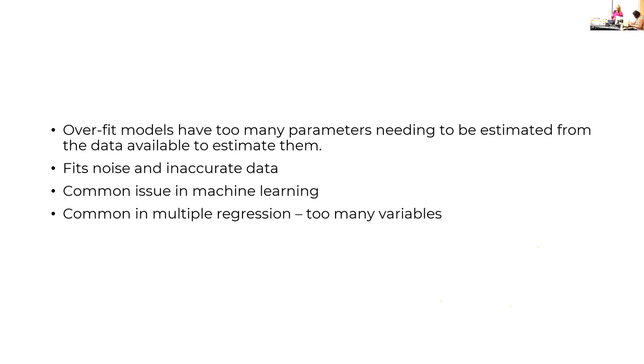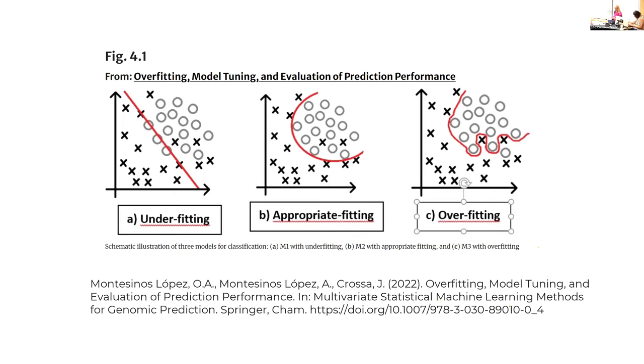It also can come up in multiple regression, which is something that commonly people do by having too many variables in the model. And as I said, it's becoming very common in machine learning, particularly when you're looking at nonlinear modeling, as is being done here, it's very easy to get models that are overfitting the data if you're not looking out for it.